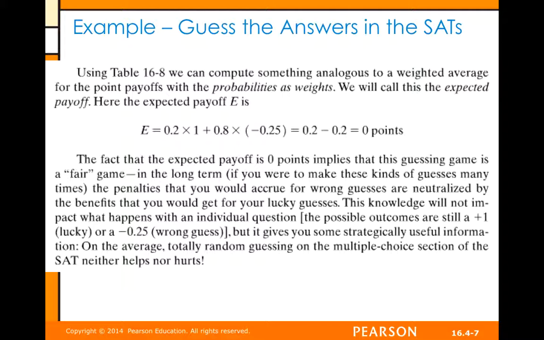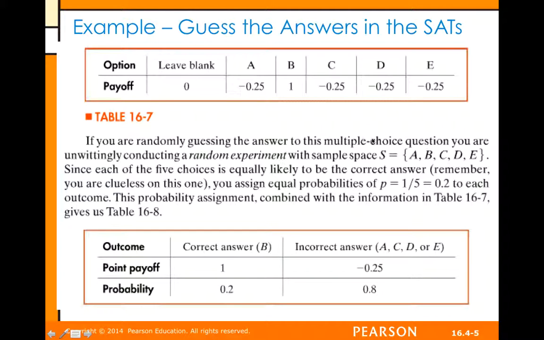So I suppose you could take this as, well, just guess away. But remember, the expected payoff is 0 points, and if you leave the question blank, you also get 0 points. So in the long run, if you guess lots and lots of times, your penalties will just balance out with your benefits. If you're going to guess a lot, that's basically equivalent to leaving a bunch of questions blank.